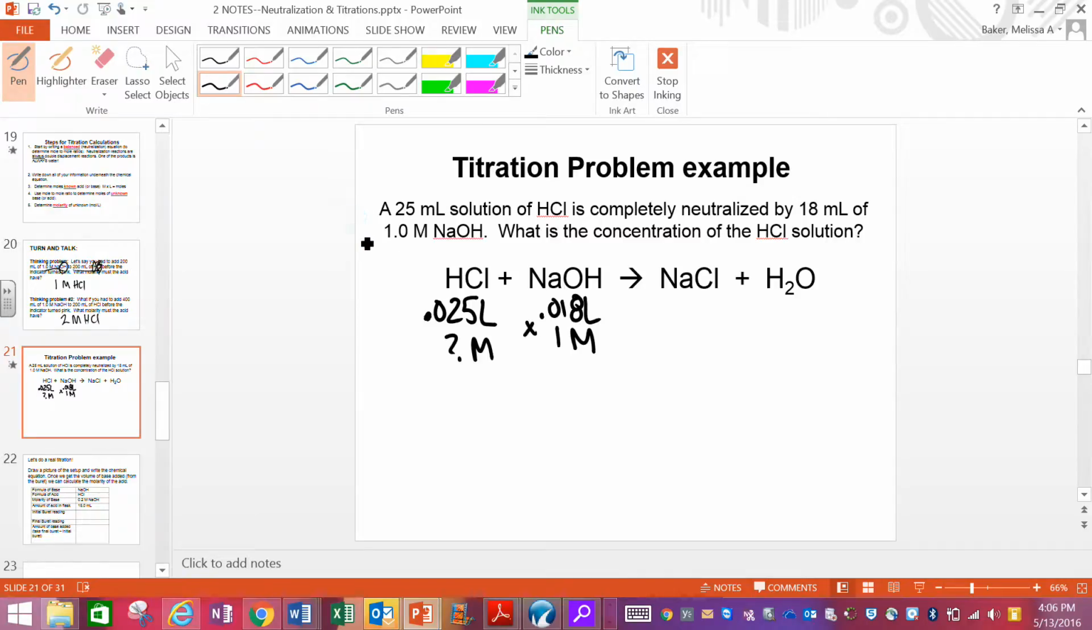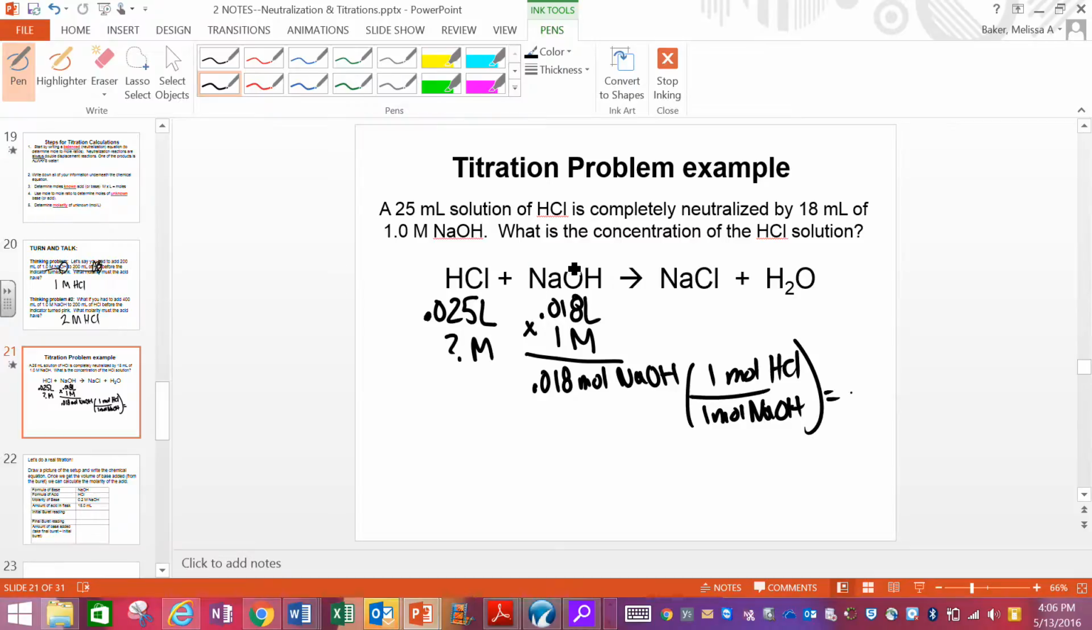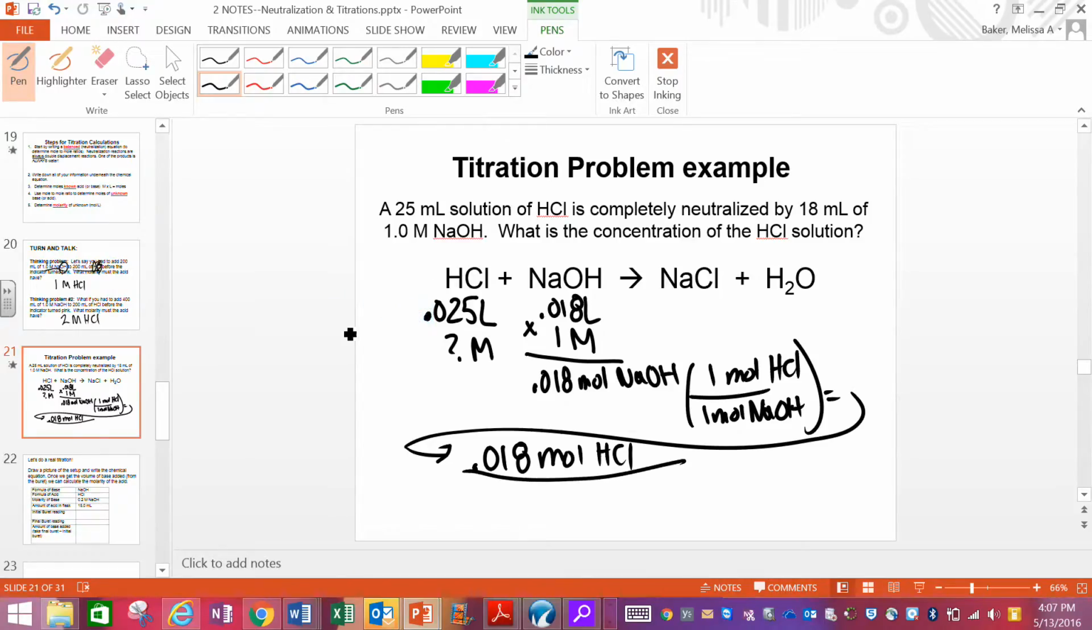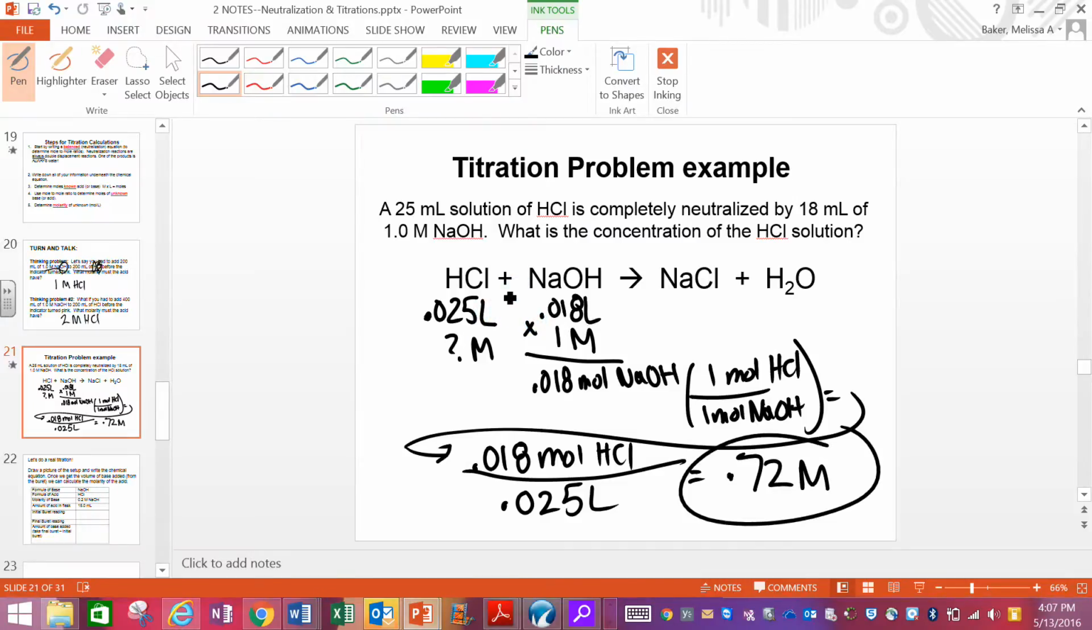So first thing, whichever the one is that you know 2 about, do molarity times liters to get moles. We are neutralizing, we had to add 0.018 moles of NaOH to neutralize this acid. And it's a 1-to-1 ratio. For every 1 mole of NaOH, it neutralizes 1 mole of HCl. So that must mean in this solution here that we started with, there are 0.018 moles of hydrochloric acid. Divide by how much you had to figure out the concentration of that acid. So the answer here is 0.72 molar acid.